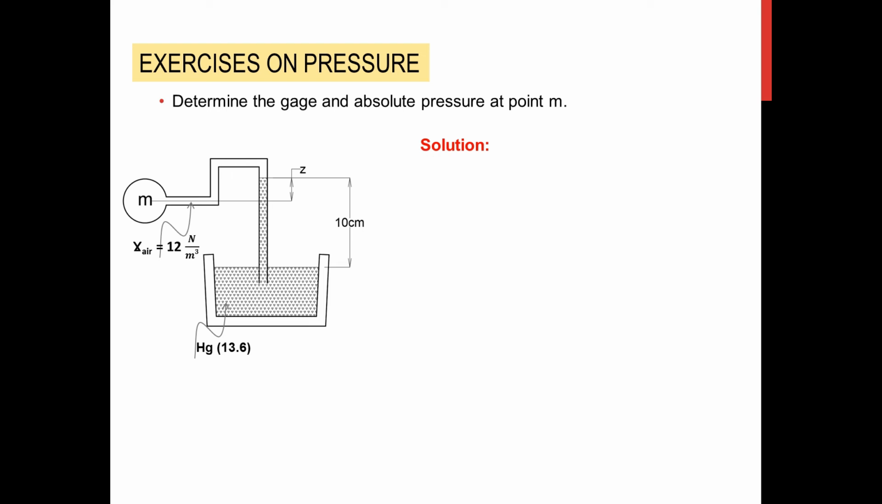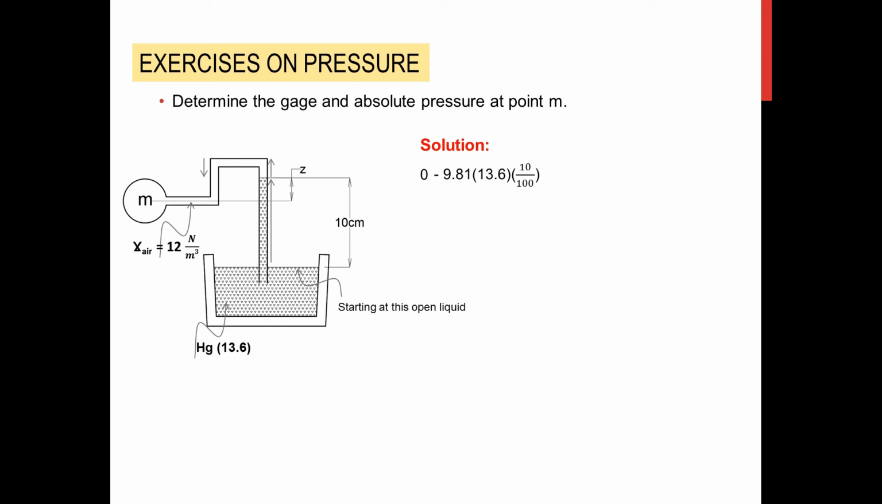So for our solution, we'll just have to write our pressure equation starting at this open liquid. Actually, you may opt also to start with point M, but this time I'm going to start with the open exposed liquid surface. So that will be 0. And then we go up. That is negative gamma H. The gamma is 9.81 times 13.6. The head is 10 over 100.